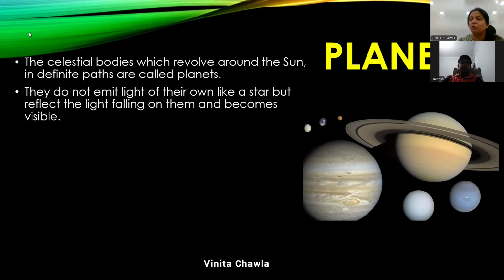But how do we see planets then? Planets and satellites do not emit light, but we can see planets, we can see satellites. How do we see them? Because they reflect the light of the sun falling on them.